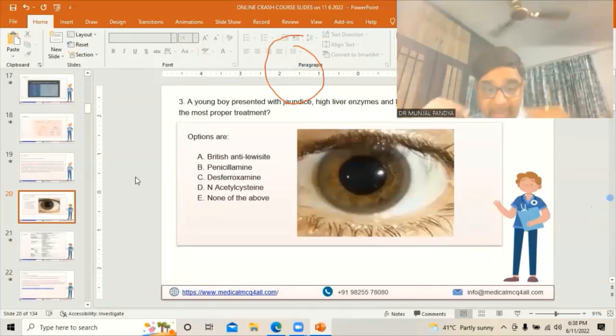Desferrioxamine is for what? That you also need to know. That is for iron overload or iron poisoning, and N-acetylcysteine is for acetaminophen poisoning. So this is how you need to remember: a KF ring, until proved otherwise, is a Kayser-Fleischer ring, meaning copper overload, and the treatment is penicillamine.